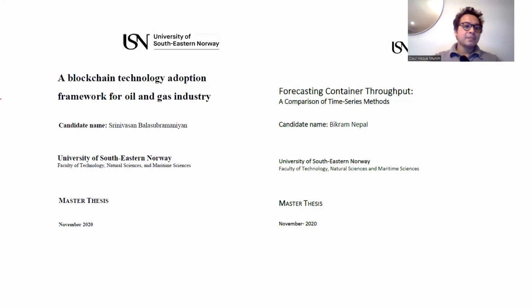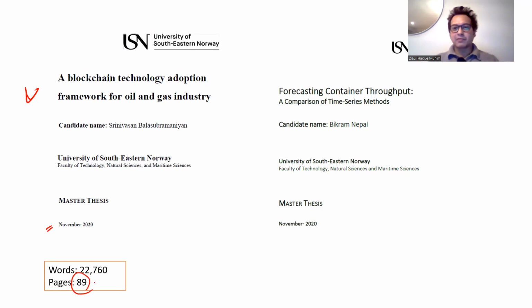Here, I just wanted to share a couple of examples from the master theses that I have supervised. For example, this thesis that I supervised in 2020 had about 22,000 words, which was about 89 pages in total, including everything: acknowledgement, table of contents, and appendix. And then another thesis that I supervised also in 2020 had about 17,000 words. It was about 106 pages.